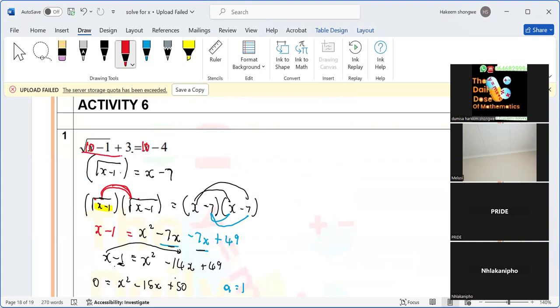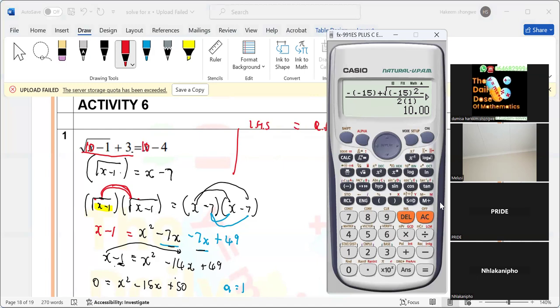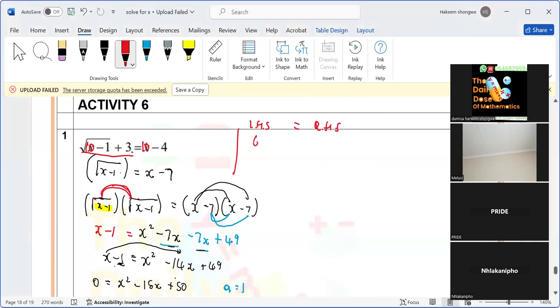And I'm going to check what is the answer for the left-hand side and also the right-hand side. We're going to start with the left-hand side. If you do this in your calculator, it will give you 13. Ah, you're lying. Let's check. You have 10 minus 1, it will give you 6. Plus 3. You got 6. So our left-hand side is 6.